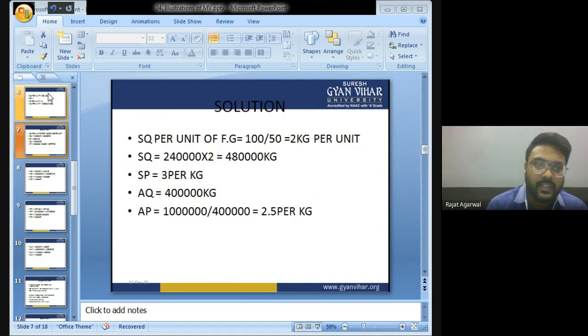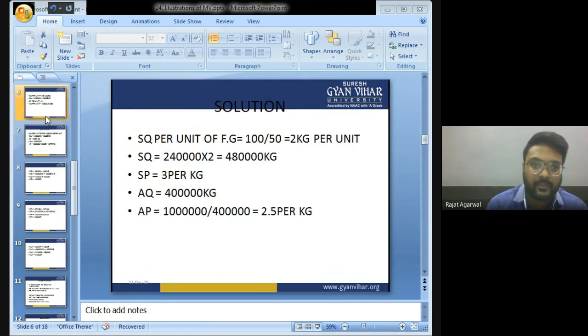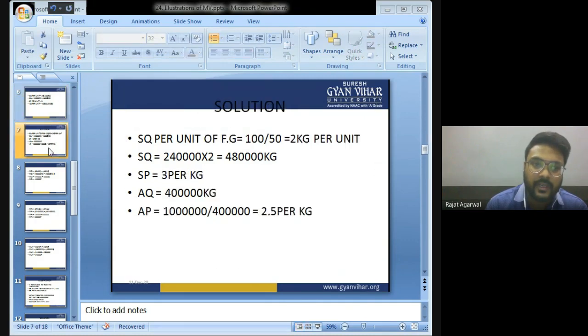Standard quantity is, we manufacture 2,40,000 finished products, and every finished product requires 2 kg of material. It means 4,80,000 kg. Standard price per unit is 3.